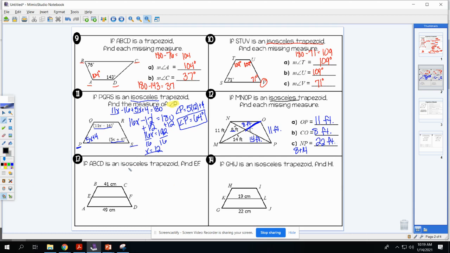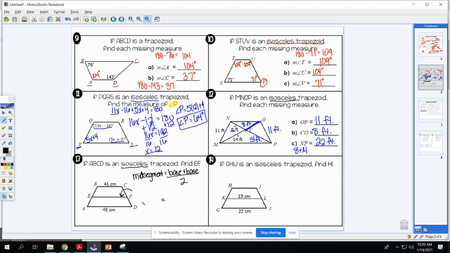Last two questions for a trapezoid here. ABCD is an isosceles trapezoid. We're looking at EF. So EF, hopefully you guys remember from the bottom of our properties, is a midsegment. So we know that the midsegment is equal to the base plus the base divided by 2.